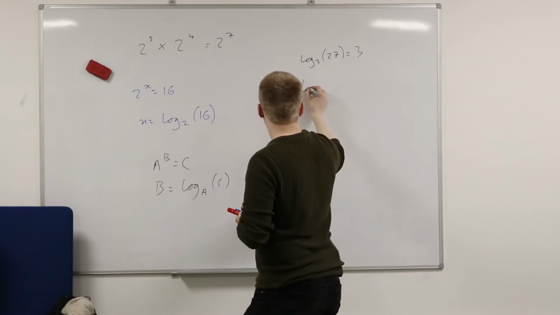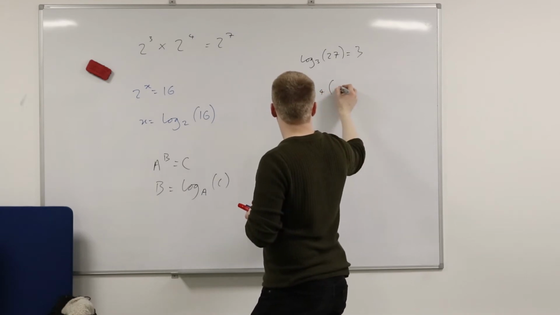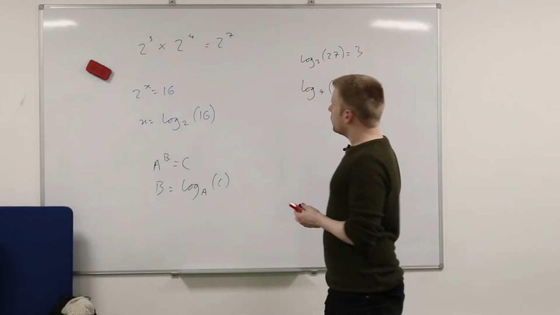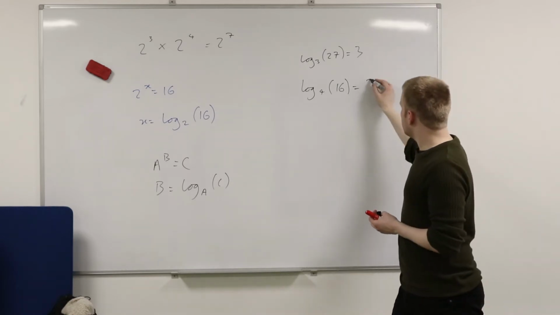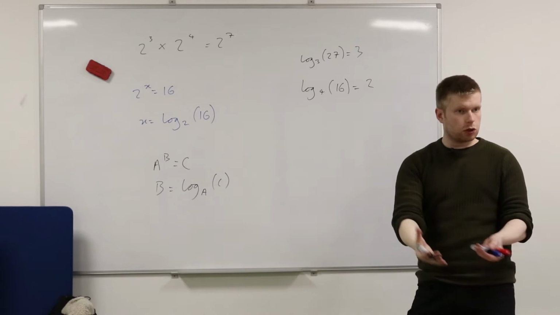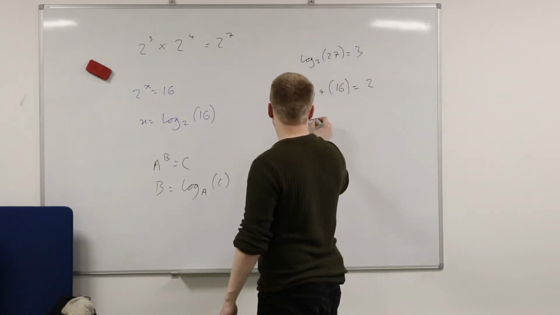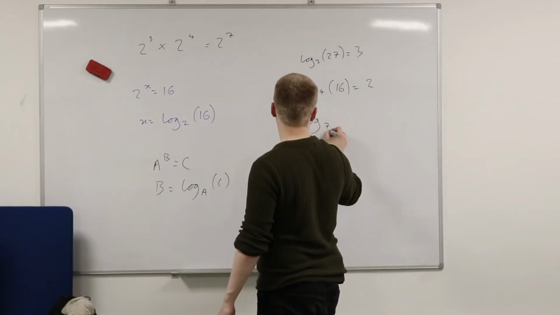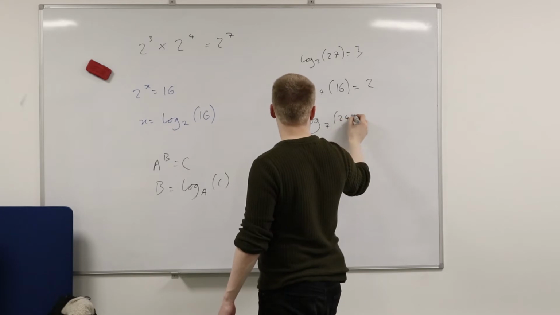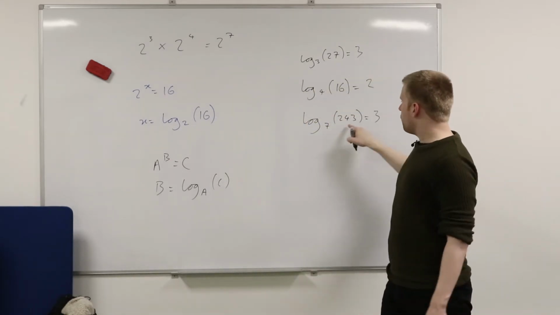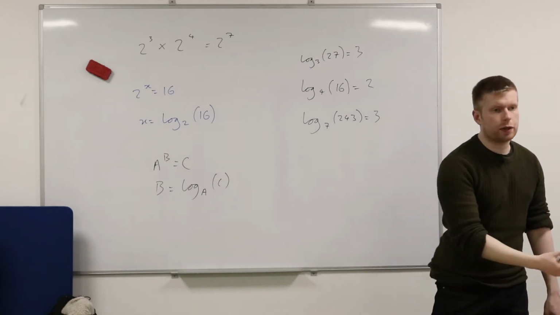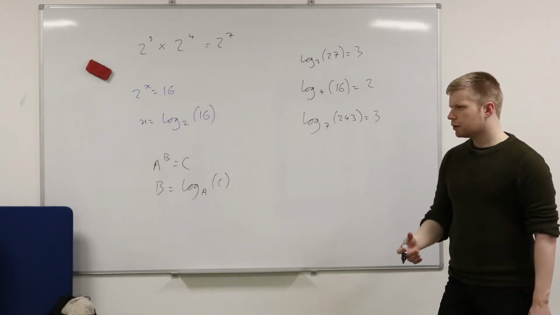What about this one? Log to the base of 4 of 16 is 2, right? Because 4 to the power of what gives me 16? It's got to be 2. What about this one? Log to the base 7 of 343. 3. It's 3, right? Because 7 to the power of what gives me 343? It's got to be 3. Does that make sense? Yeah?